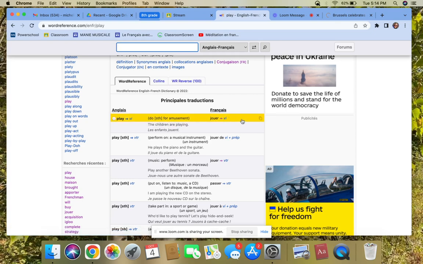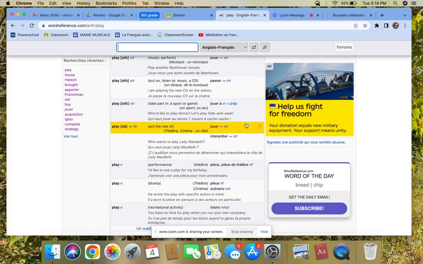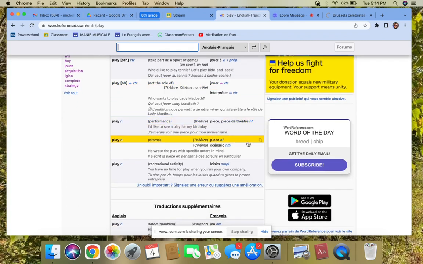Verbs in infinitives in French end in er, ir, or re. So you'll notice even in the sample sentence, the children are playing, les enfants jouent. This looks different from this because it's been conjugated to go in the sentence. So we'll talk about the verb conjugation in a minute, but again, you have to make sure you have the right play. So for example, if I go down a little bit further, jouer can also mean to play a role in theater. I can also have the noun for play. So if I want to go see a play in a theater, that's a noun.